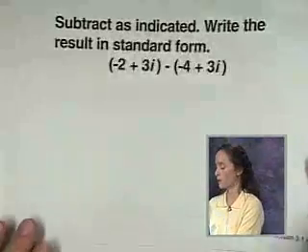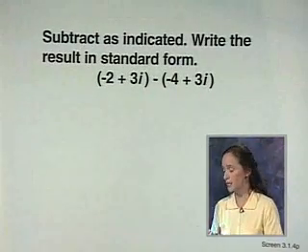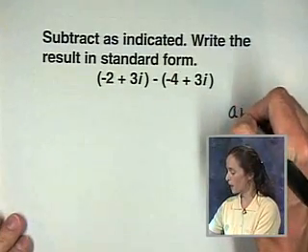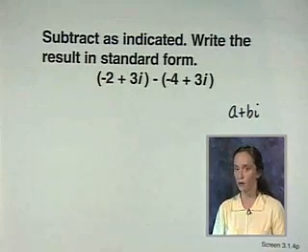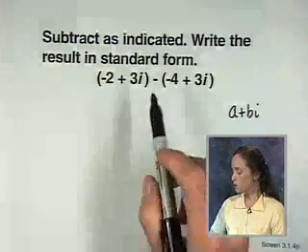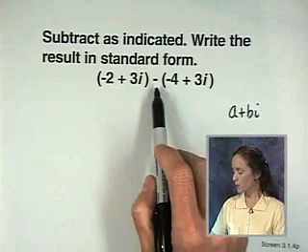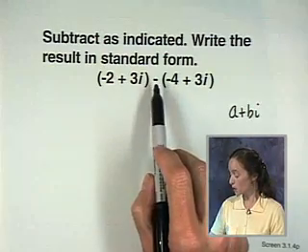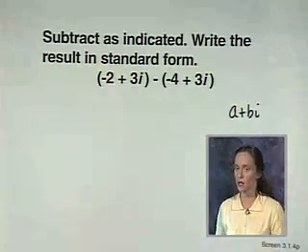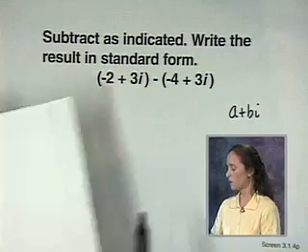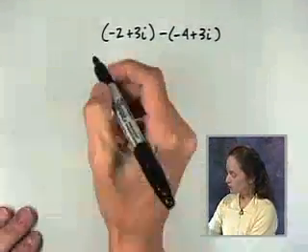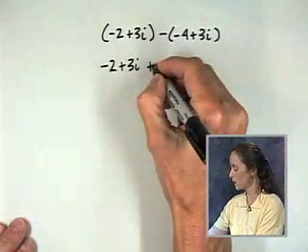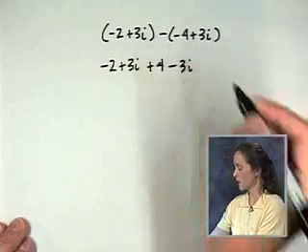Here's an example. What we want to do is subtract, as indicated, and write our result in standard form. Standard form, by the way, is the form a plus bi that we've been using. To do subtraction, there's only one step that precedes an addition problem. We'll rewrite the subtraction as addition by distributing the negative 1 through the second complex number. Here we go. I'm going to rewrite the problem as negative 2 plus 3i and distribute negative 1 to get plus 4 and minus 3i.